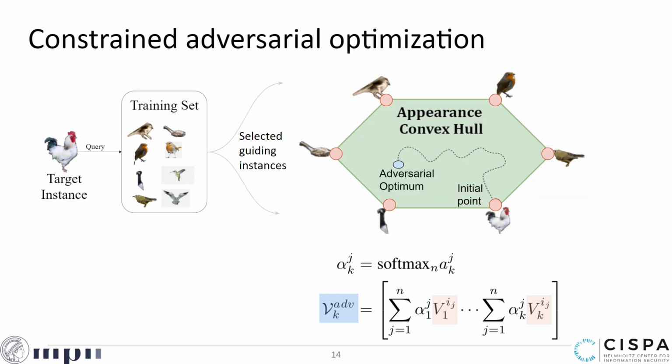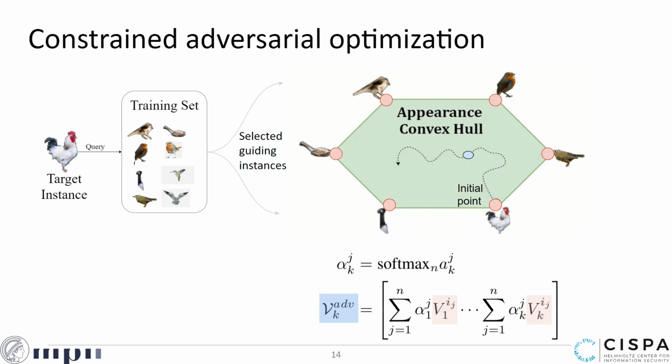However, this often leads to degenerate solutions since the adversary generates objects with completely unrealistic appearances. Hence, we propose a simple but effective mechanism to constrain the appearance code during the adversarial optimization. Given a target instance, we first select a few examples of the same class from the training set to guide the optimization. Next, we constrain the optimized appearance vector to remain within the convex hull spanned by the appearance of these guiding instances.